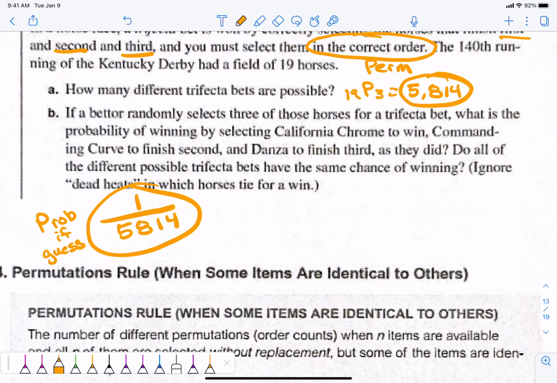Do all of the different possible trifecta bets have the same chance of winning? Ignore dead heats in which the horses tie for a win. Yes. If you guess randomly, they all have an equal chance of winning.